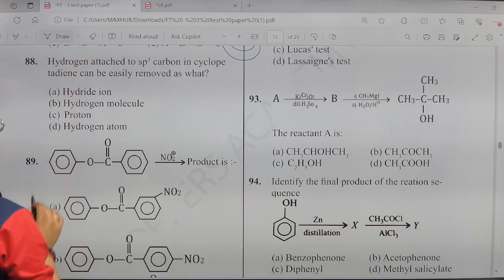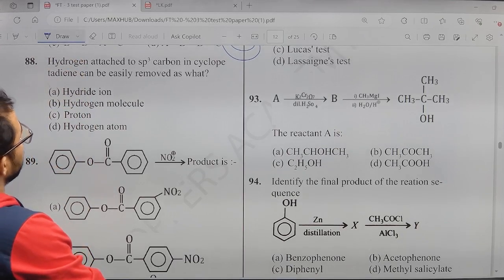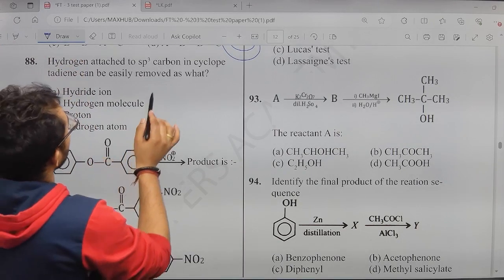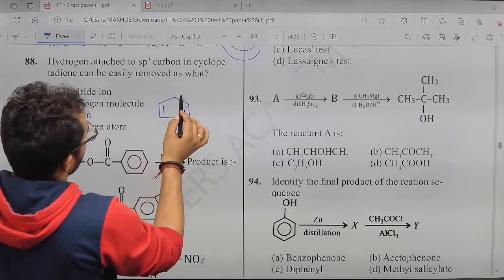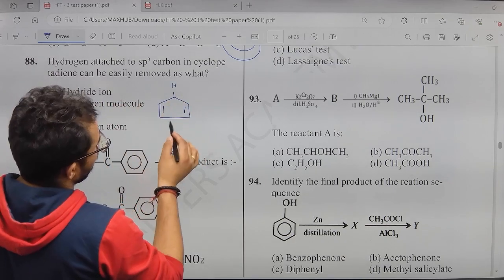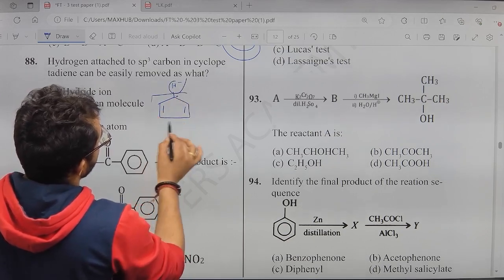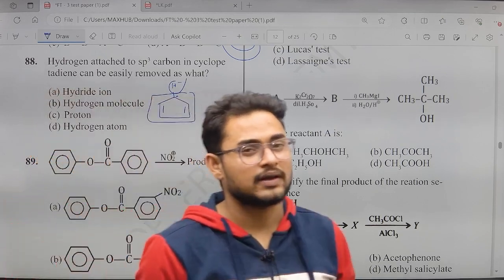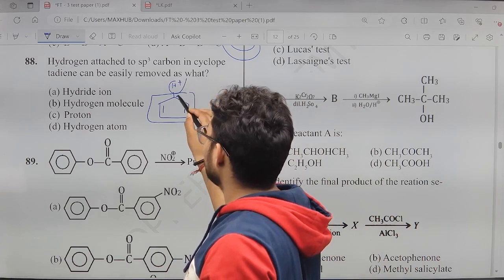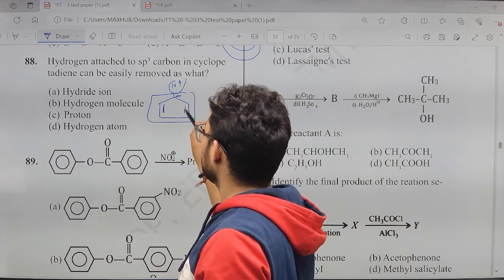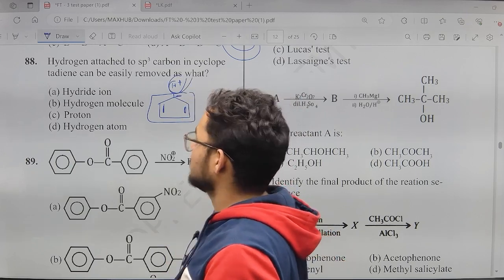Question number 88. Hydrogen attached to sp3 carbon in cyclopentane can be easily removed as what? Cyclopentadiene. Listen, there is hydrogen. If I remove it as an anion, H minus, there will be a cation. You can see how many electrons in this? 4 pi electrons. That means anti-aromatic. Suppose I remove it as H plus and there will be a minus charge. So 2 plus 2 plus 2, 6 pi electrons, aromatic. So I will remove it as H plus. That means proton.